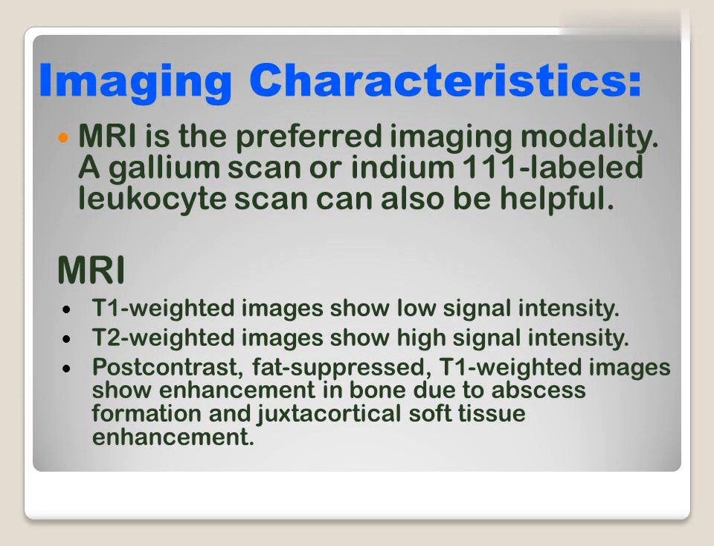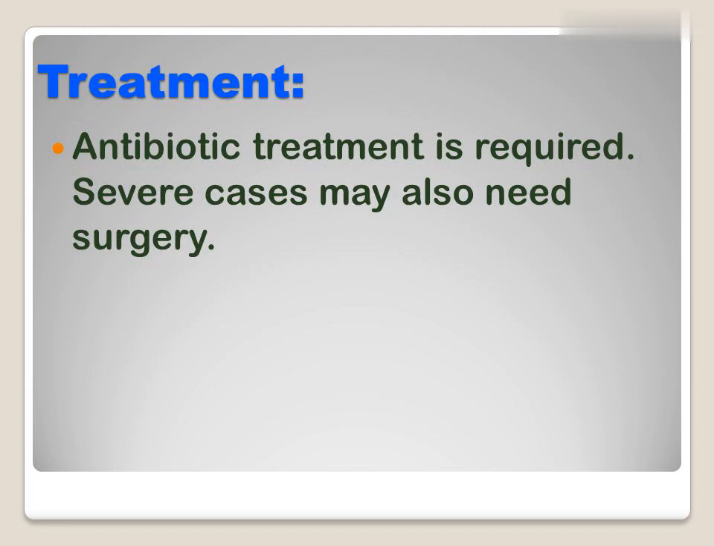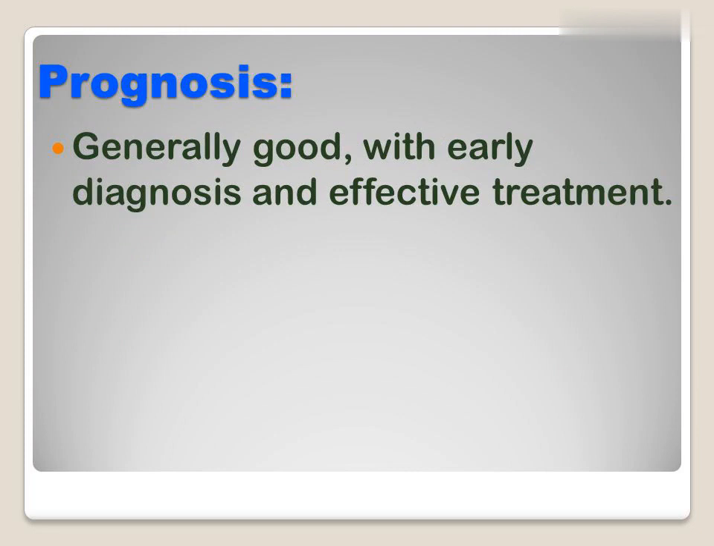A gallium scan or indium-111 labeled leukocyte scan can also be helpful. MRI: T1 weighted images show low signal intensity. T2 weighted images show high signal intensity. Post-contrast, fat suppressed, T1 weighted images show enhancement in bone due to abscess formation and juxtacortical soft tissue enhancement. Treatment: antibiotic treatment is required. Severe cases may also need surgery. Prognosis: generally good, with early diagnosis and effective treatment.